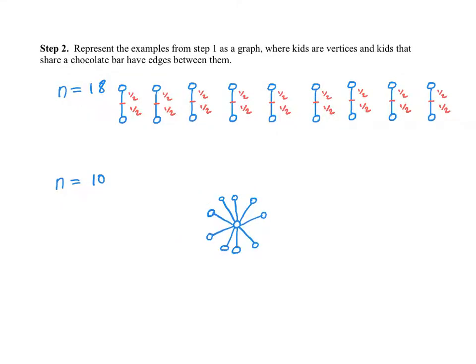So the graph would end up looking like this, where we have this little cut where the kid in the middle here is getting that equal amount of chocolate shared 9 times. Okay, let's take a look at the next step.